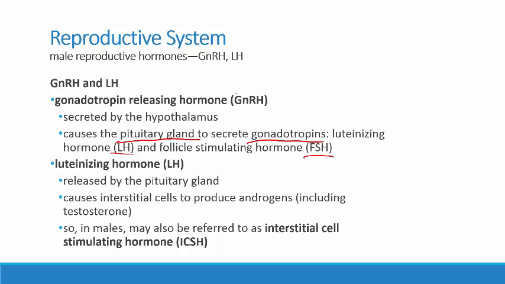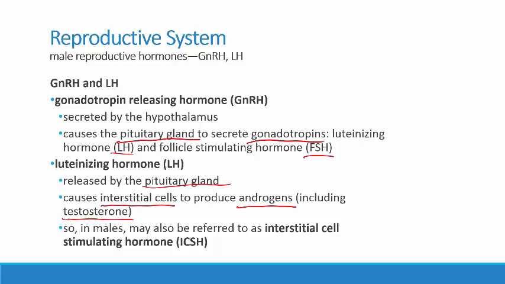Luteinizing hormone, LH, is one of the gonadotropins that's released in response to GnRH, and it comes from the pituitary gland. The target for LH are the interstitial cells of the testes. When the interstitial cells notice that LH is in the fluids around them, they secrete a set of hormones that are referred to as the androgens, and these are the male hormones. Testosterone is the primary male androgen.